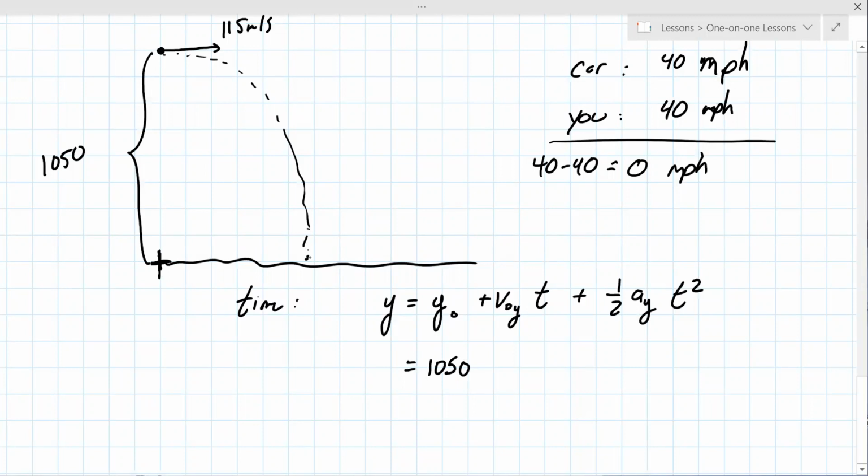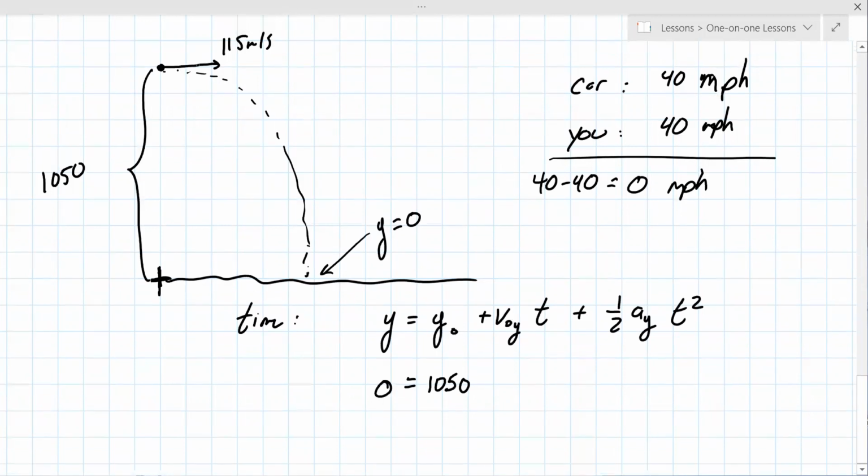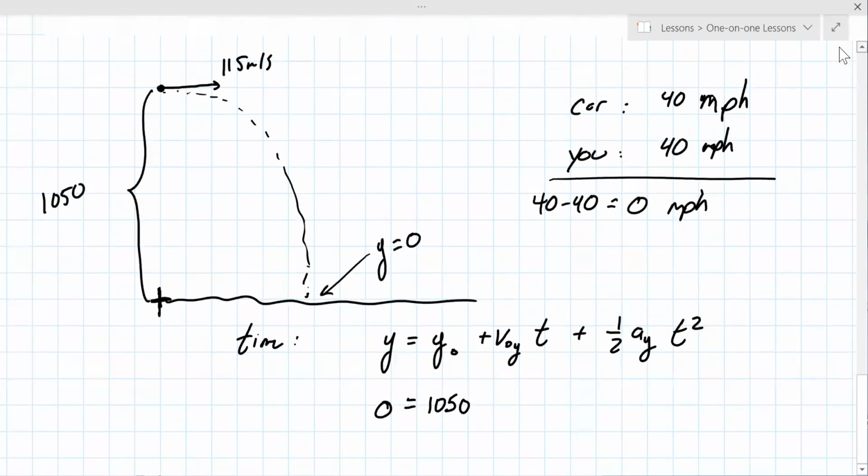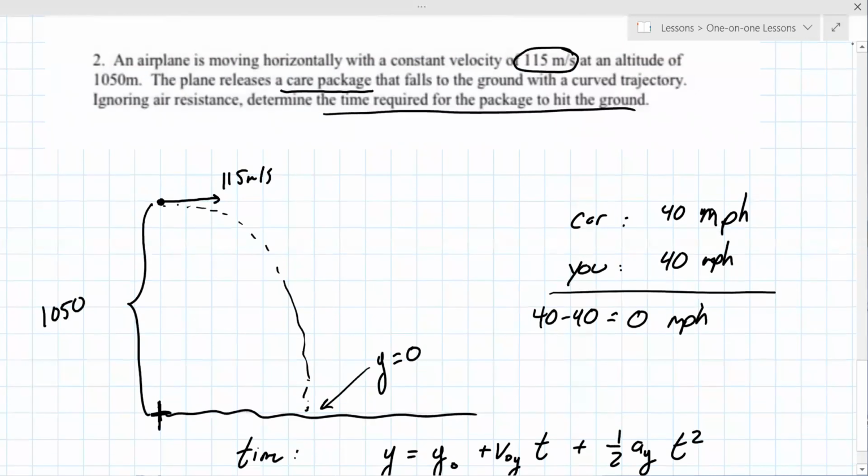When it hits the ground, what is the y value? It should be 0. We just talked at length, and I've drawn it correctly where the velocity is only going to the right. Does it have a velocity in the y direction? Yeah, it says that it's only moving horizontally. So that means the initial velocity in the y direction is 0.